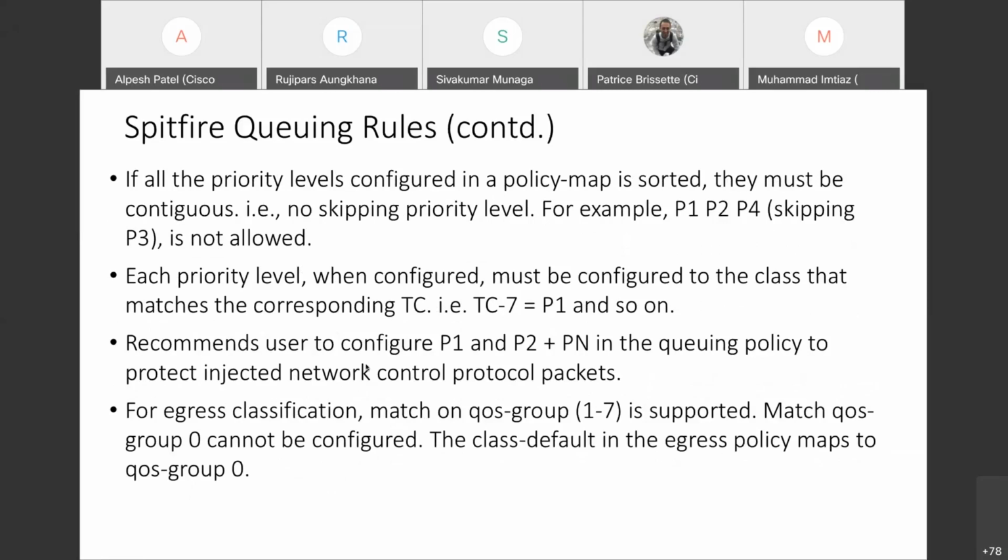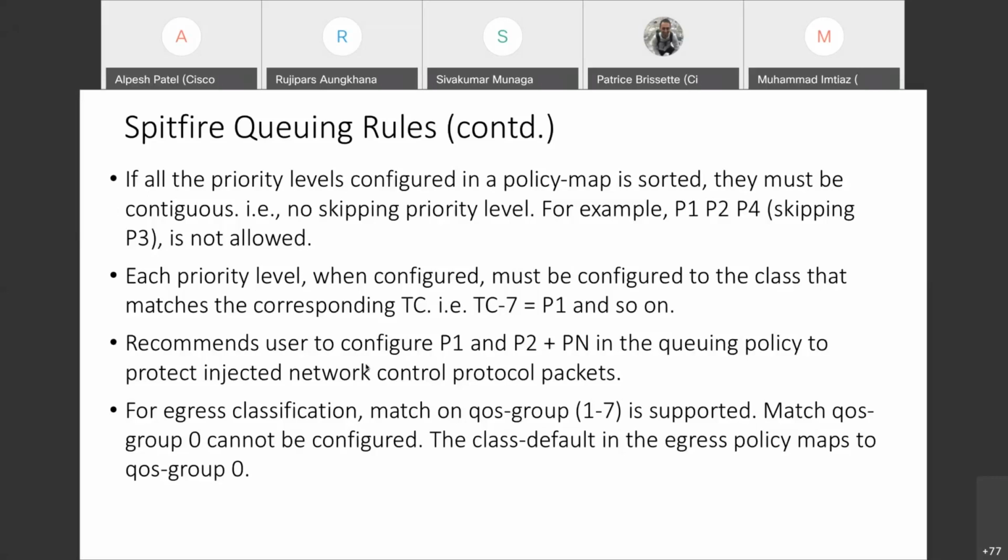So if all the priority levels are configured, and that's where the question comes back actually, how many priority levels do we have? Let's say we can configure from P1 to P7, right? If we configure all the priority levels, keep in mind that they have to be contiguous. It means that if you configure P1, P2, and P4, that's not going to happen. You are skipping P3, so that's not allowed. If you have to configure 3 priority levels, it has to be P1, P2, P3, it cannot be P1, P2, and P7.